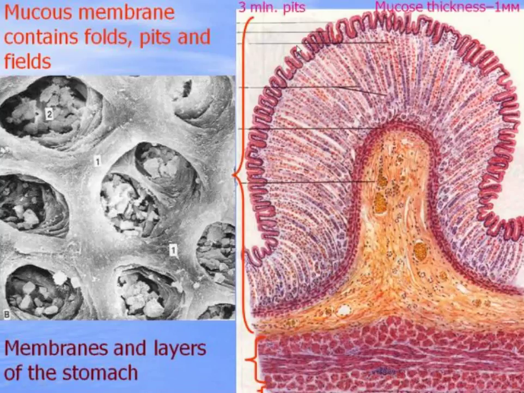Surface epithelium invaginates into the lamina propria and produces gastric pits. There are up to 3 million gastric pits, and you can see them under a scanning electron microscope. And 3 layers of muscle membrane and serous membrane.